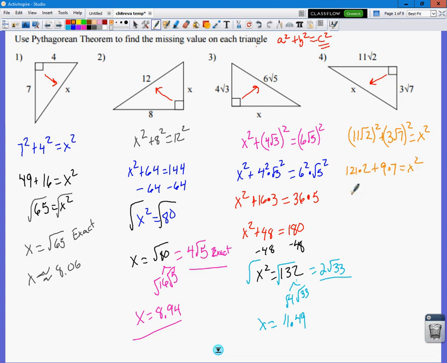121 times 2 is 242. 9 times 7 is 63. And this is a total of 305. The opposite of squaring something is finding its square root. In this particular problem, the square root of 305 is simplified. And its approximate form would be 17.46.